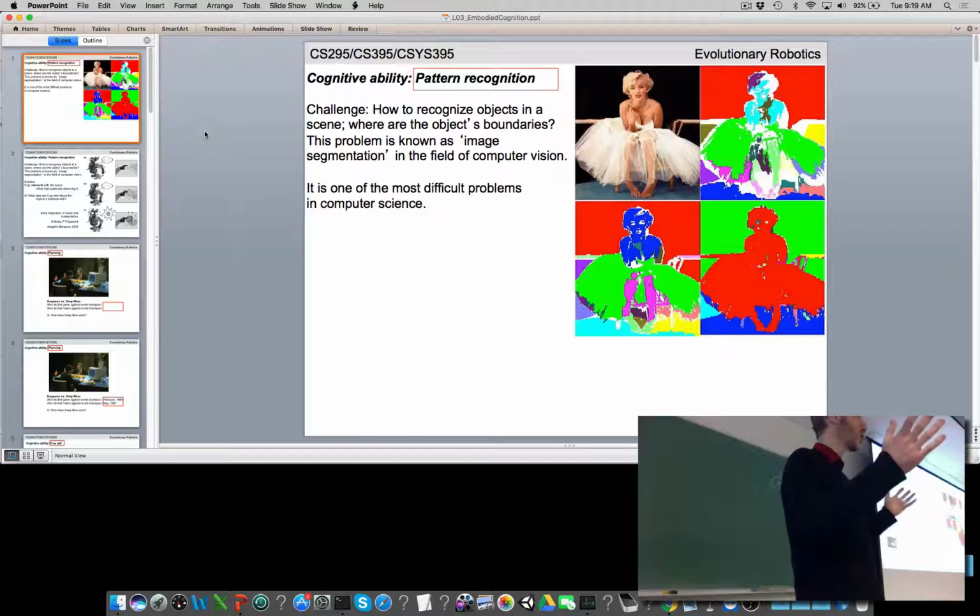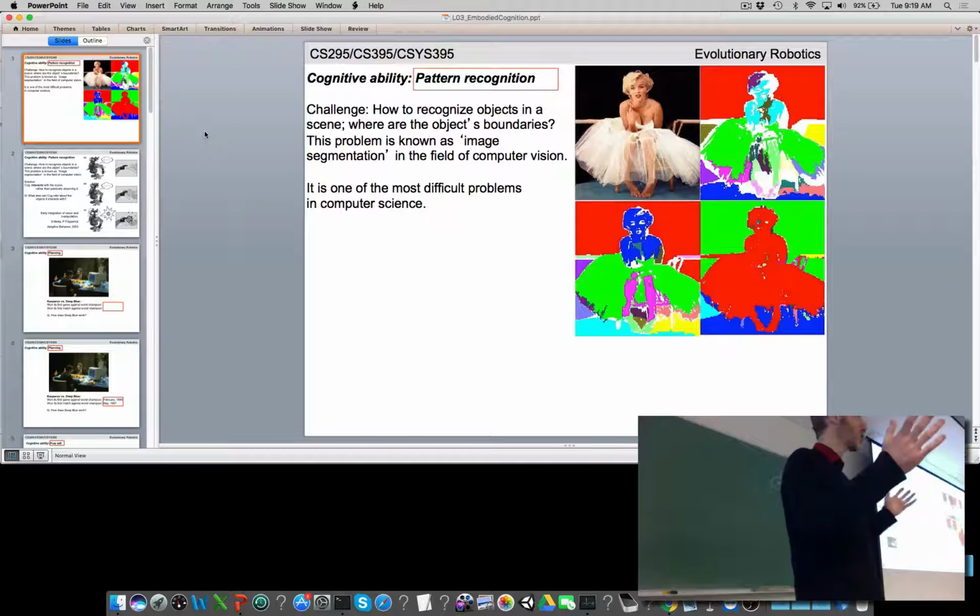People started on the problem of image segmentation back in the 60s, not quite at the beginning, but in the 60s. And this didn't work very well for 50 years until deep learning came along, right? It was an exceedingly difficult problem, one of the most difficult problems in computer science. There are lots of reasons why this problem is difficult.